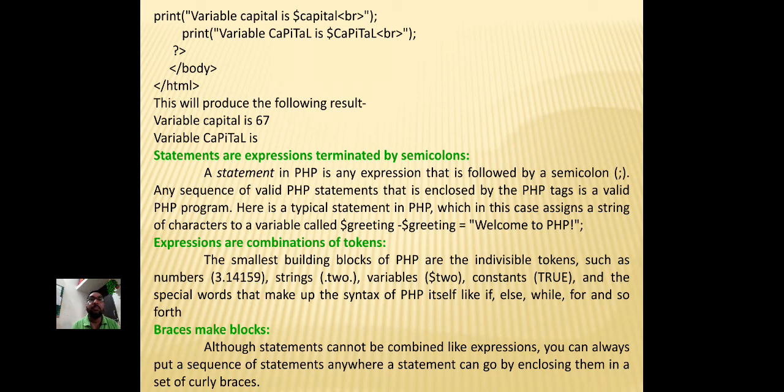Expressions are combinations of tokens. The smallest building blocks of PHP are the individual tokens, such as numbers (3.14159), strings, variables ($2), constants (true), and the special words that make up the syntax of PHP itself, like if, else, while, for, and so forth. Braces make blocks.